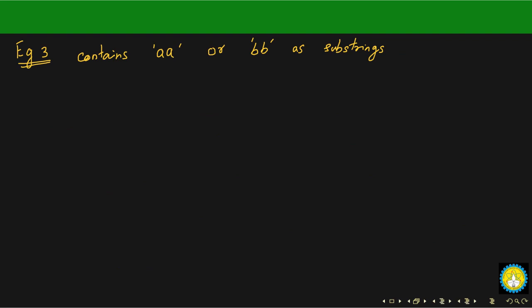This is another interesting example where we want to accept strings that contain AA or BB as substrings. So let's look at the very simple strings which have to be accepted by this DFA. It has to accept AA, and also BB. Both contain either AA or BB as a substring. It should also accept AAA because it contains the substring AA, and it should also accept BBB.